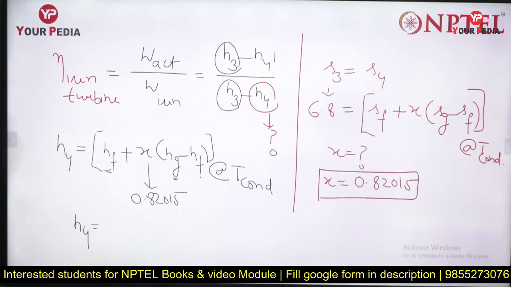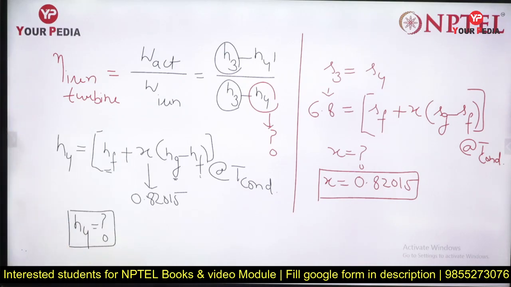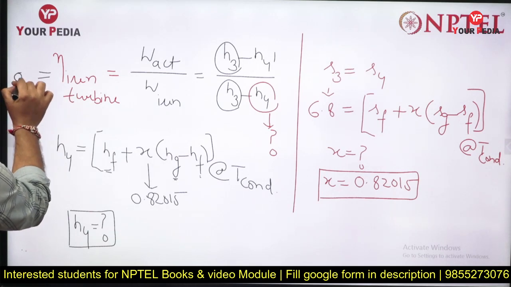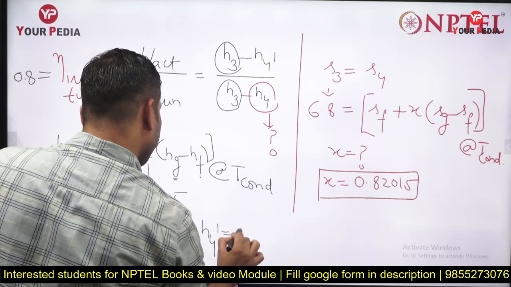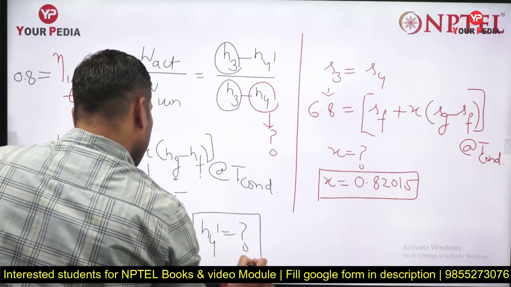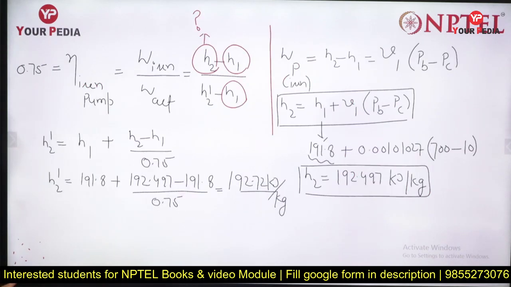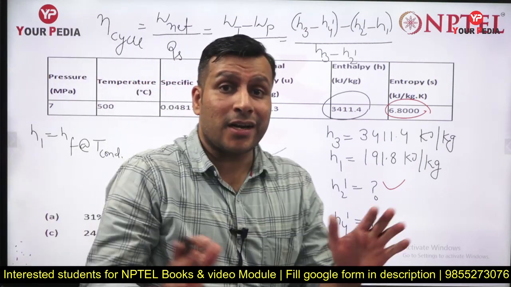Okay. H4 you are going to get from this equation. Now, if you know the H4, if you put it here, with isentropic efficiency of the turbine as 80%, you will get the H4 dash. So guys, please check your calculation and try to match your answer, what value you are getting for this H2 dash. I hope this is very much clear now, guys.